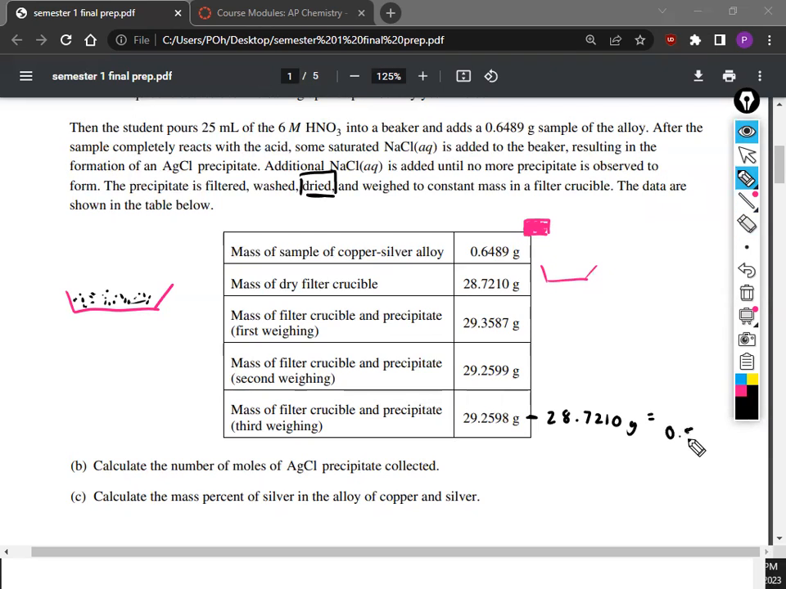Okay, 0.5388 grams. So far, so good. This is the mass of the precipitate that is formed. And this is going to be grams of what chemical? What chemical is our precipitate? Yeah, AgCl. It tells us right here.